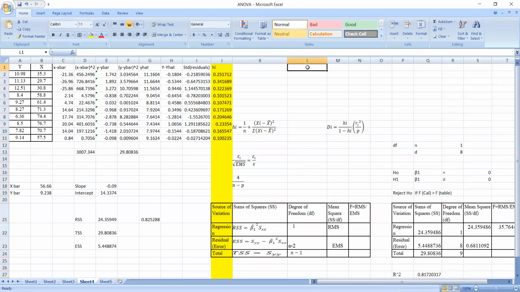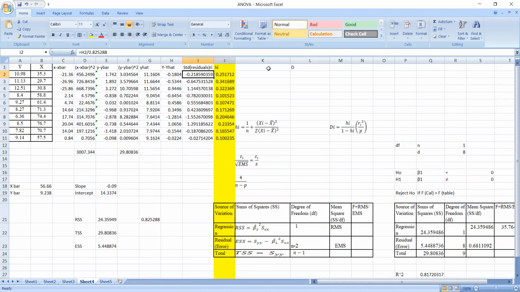Now we can calculate the Cook statistic. I'll denote it using D, the Cook statistic. We have to use this equation. You have to take the HI value, divide it by 1 minus HI, times RI squared over P. RI means the standardized residual value. This column is the RI column. Now we have calculated everything, so let's substitute.